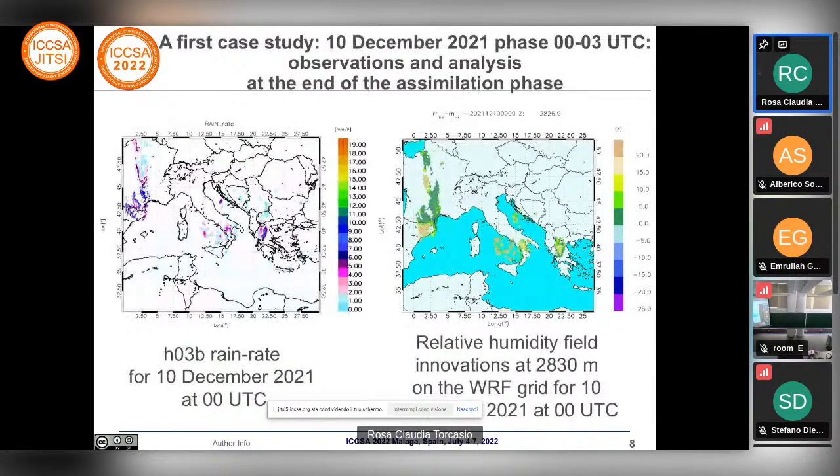Going to the first case study, this occurred on 10 December 2021, and here we consider the phase between 0 and 3 UTC, and we see on the left the H03B rain rate, and on the right, relative humidity field innovation at about 3 kilometers. At the 0 UTC, that is the end of the assimilation phase, we see that the few convective cells over the Tyrrhenian Sea are well represented by the analysis.